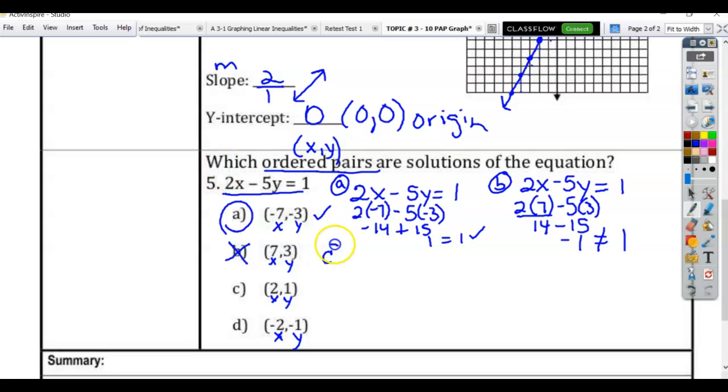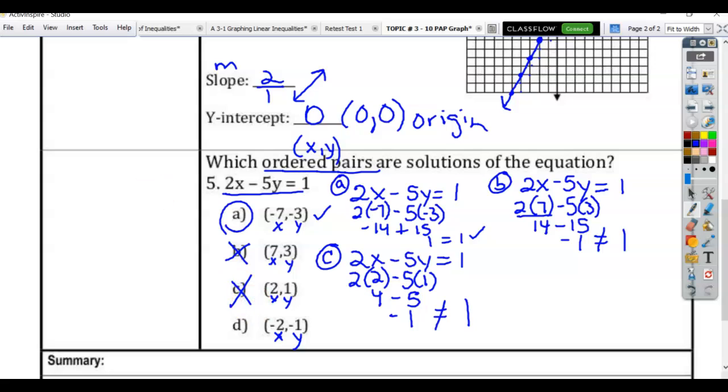All right, let's go look at C. I'm going to write the equation down, 2x minus 5y equals 1. I'm going to substitute in a 2 in for my x and a 1 in for my y. 2 times 2 is 4. 5 times 1 is 5, and then I've got a minus. That gives me a negative 1. That is not equal to 1.